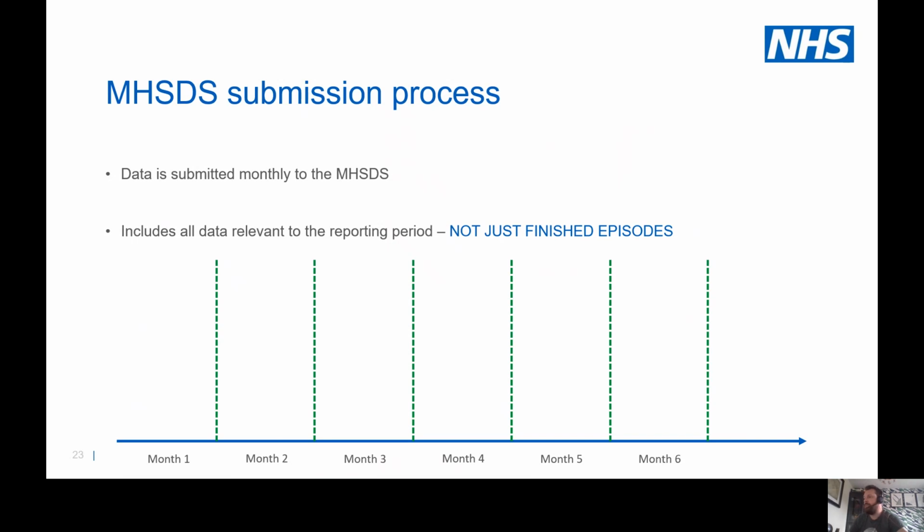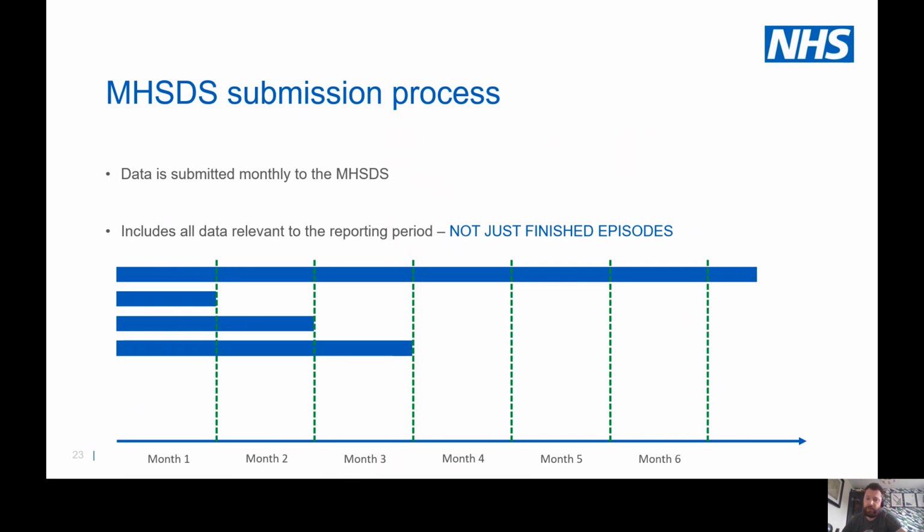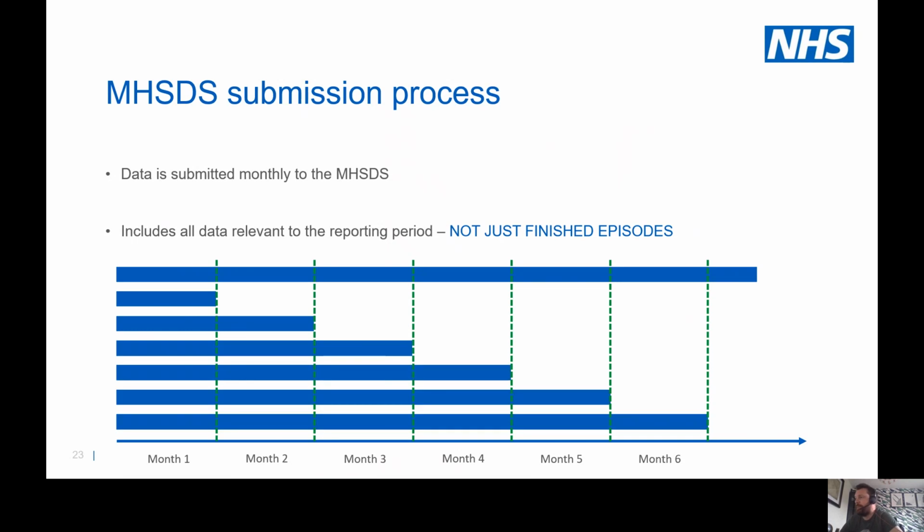As an example, we have 6 months here. Let's say that I am referred to a mental health service and my referral covers all of those 6 months. In month 1, we would just see the referral from the start date to the end of month 1. In month 2, we would see that referral again with the start date back in month 1. In month 3, because my referral is still open, we will see that referral again, but again, it would have the same start date back in month 1. And that continues all the way to month 6.